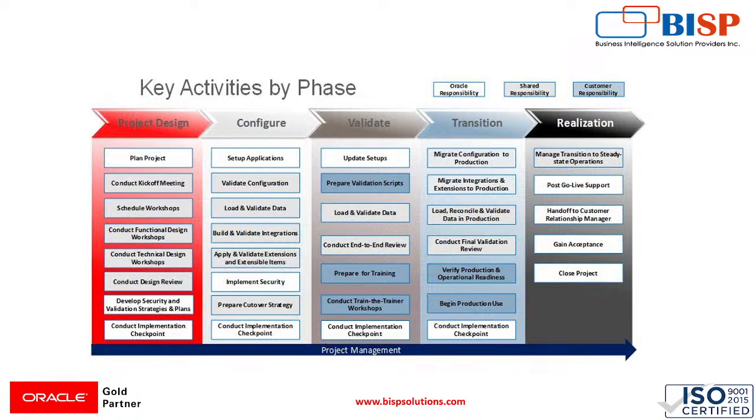Here we have to migrate all the configuration and all the data from the test instance to the production instance. Then we have to execute the whole project and sit with the final validation review. Then comes the realization, where we have go-live support. We have to hand over the project to the customer relationship managers, and then to the end user. Then we see whether the project is accepted or not, and if all these things are done, then the project can be closed.